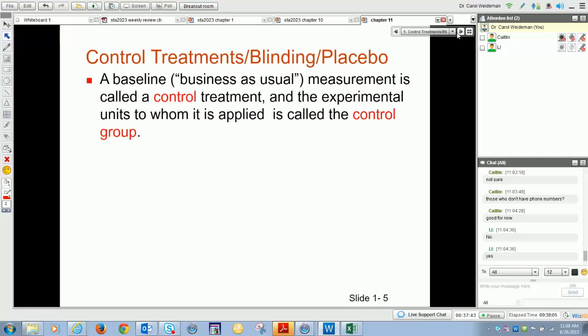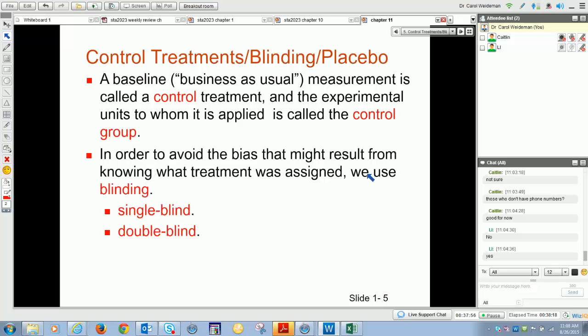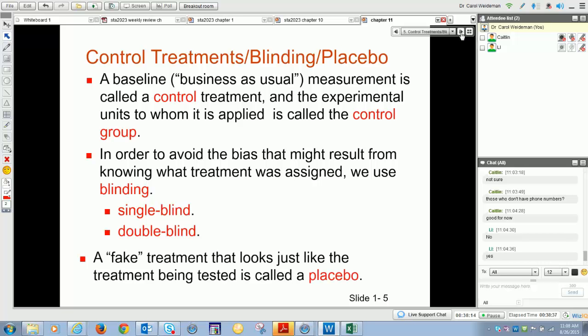Okay, so let's talk about controls. A baseline measurement is called a control treatment, business as usual. It might be that we give a treatment, or it might be that we don't give anything. And if we don't give any treatment, we call that a placebo. And then sometimes we're going to blind. If people knew what treatment they were getting, that might change the way they respond. And so we can do what's called blinding. We could have a single blind or a double blind. By blinding, it means either the subjects or the people evaluating the results don't know what the treatments are. And then the fake treatment that looks just like the real treatment is called a placebo.